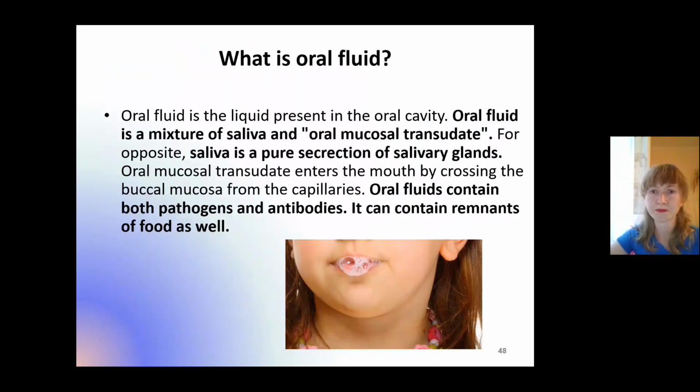Oral mucosal transudate enters the mouth by crossing the buccal mucosa from the capillaries. Oral fluids contain both pathogens and antibodies. It can contain remnants of food as well. But saliva is a pure secretion of salivary glands. But we can use them one instead of another.